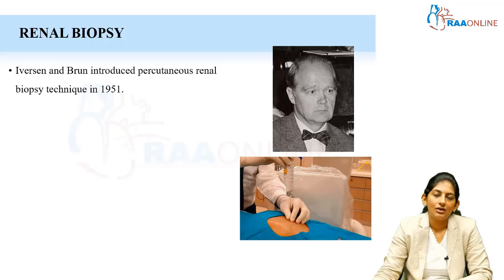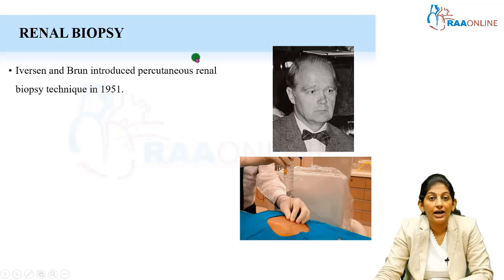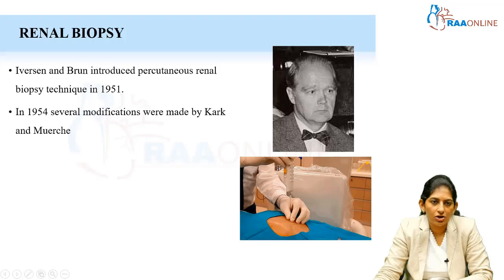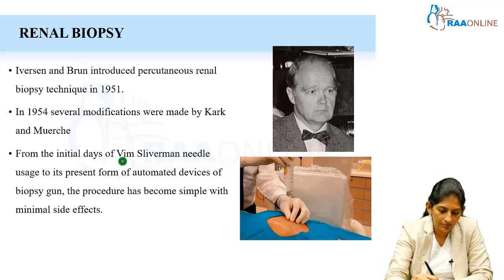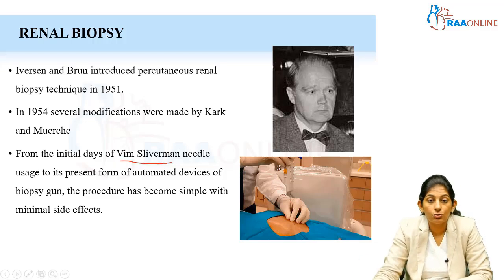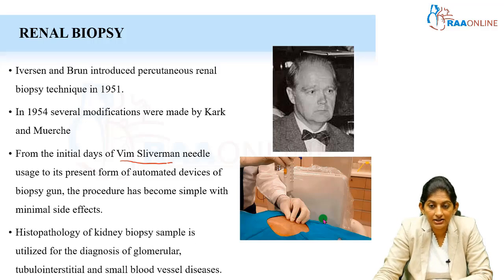So renal biopsy was first introduced as a percutaneous technique in the year 1951 by Drs. Iverson and Brun. Several modifications took place, after which in 1954 by Kark and Dr. Muirhead. From the initial days it was done through a Vim-Silverman needle, and nowadays it is done through automated biopsy guns that you can see here in the image. Usage of these automated biopsy guns has become so popular because they have very minimal side effects, especially when done under ultrasound guidance.